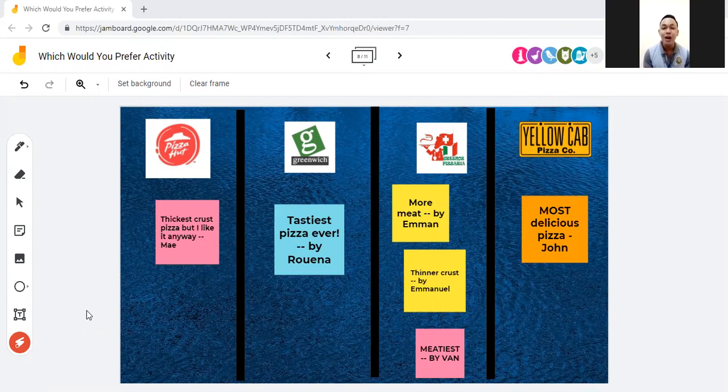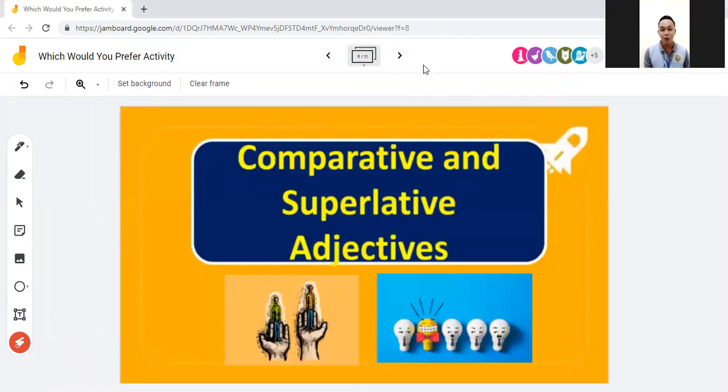What about Josh? I think, sir, that our lesson is about when to properly utilize descriptive words. Very good, Josh, because actually our lesson for today is all about the degrees of comparison, most specifically the comparative and superlative adjectives.